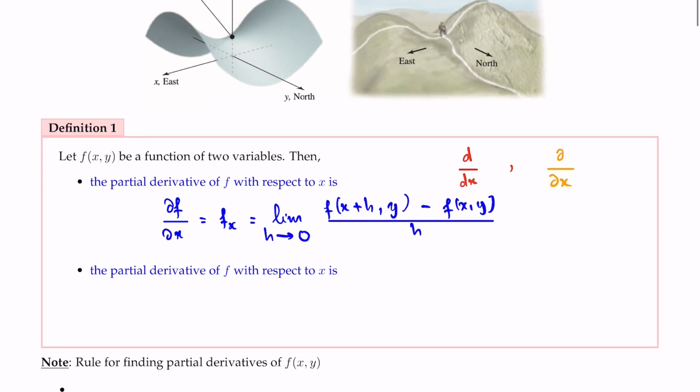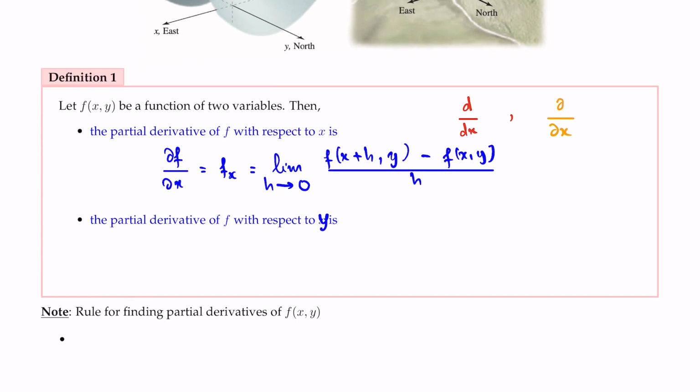Now similarly, the partial derivative of f with respect to y is given as, so again the notation is partial f, partial y, to indicate that you want to find the partial derivative of the function f with respect to the variable y. There is another notation that you can use, that is f sub y, again to indicate that you want to find the first partial derivative of the function with respect to y. In this case, you want to fix the value of x and you're going to work with y only.